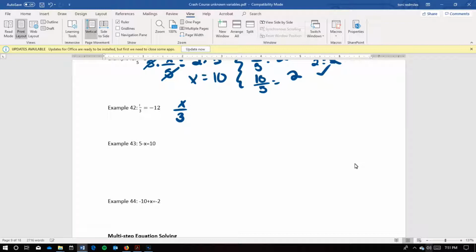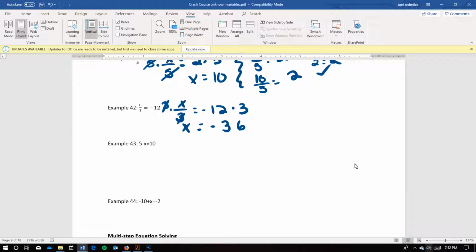All right, in this one, the 3 is dividing the x. So to undo it, I have to multiply it on both sides. A negative and a positive 3 is going to give me a negative answer of 36, and all I have left over here is an x.